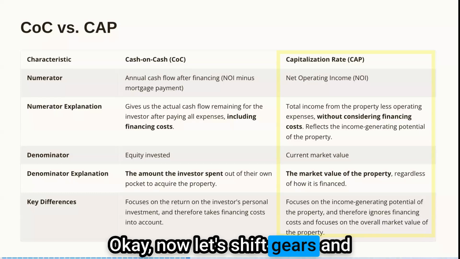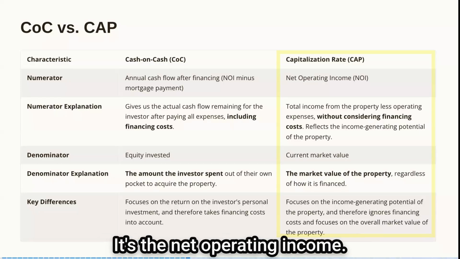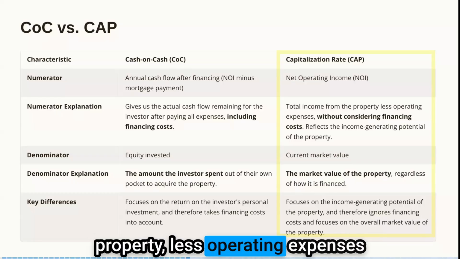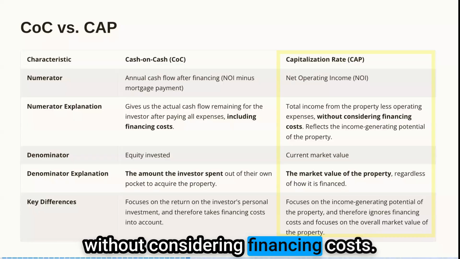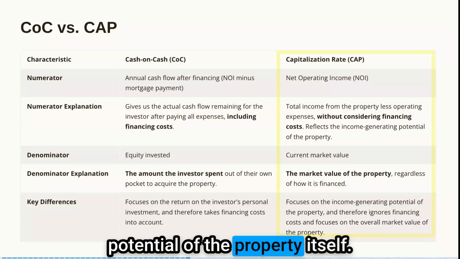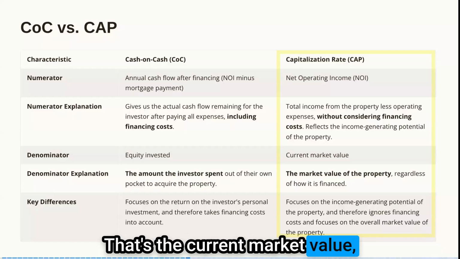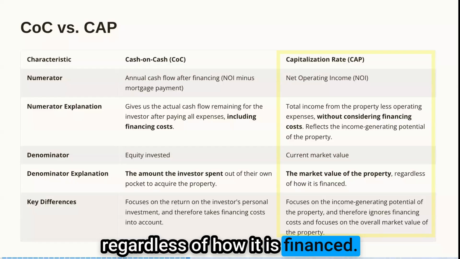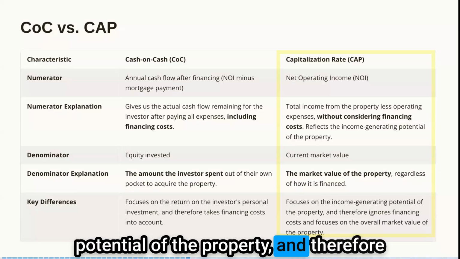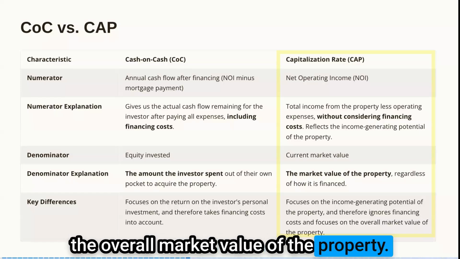Okay, now let's shift gears and look at the capitalization rate. Notice the numerator here is different. It's the net operating income. This is the total income from the property less operating expenses, without considering financing costs. It reflects the income-generating potential of the property itself. What about the denominator for cap rate? That's the current market value, regardless of how it is financed. The cap rate focuses on the income-generating potential of the property, and therefore ignores financing costs and focuses on the overall market value of the property.